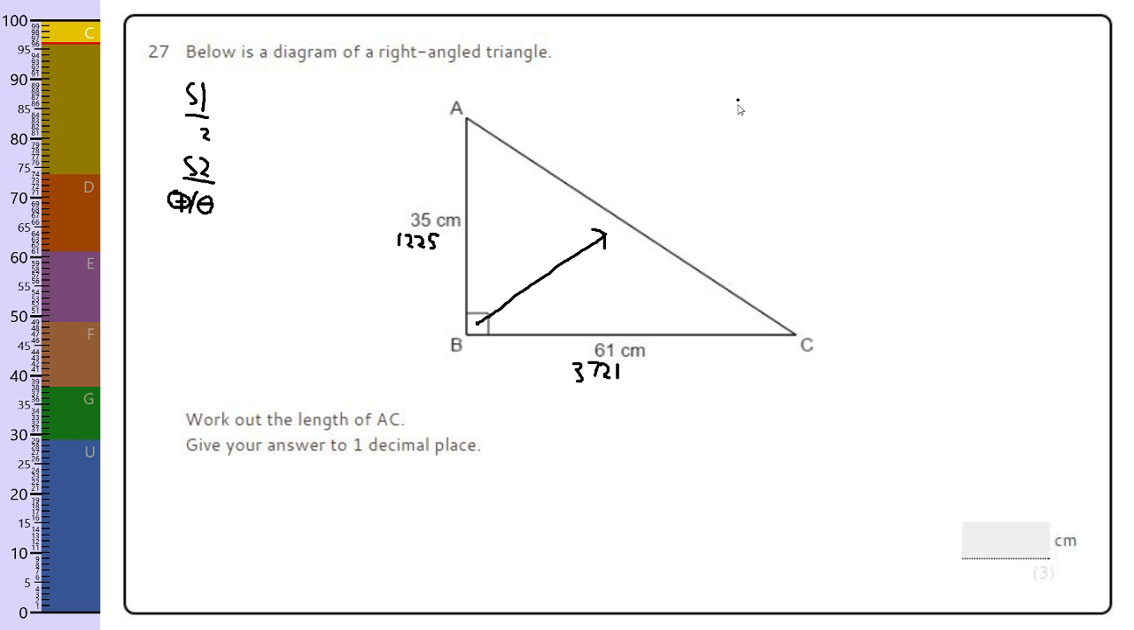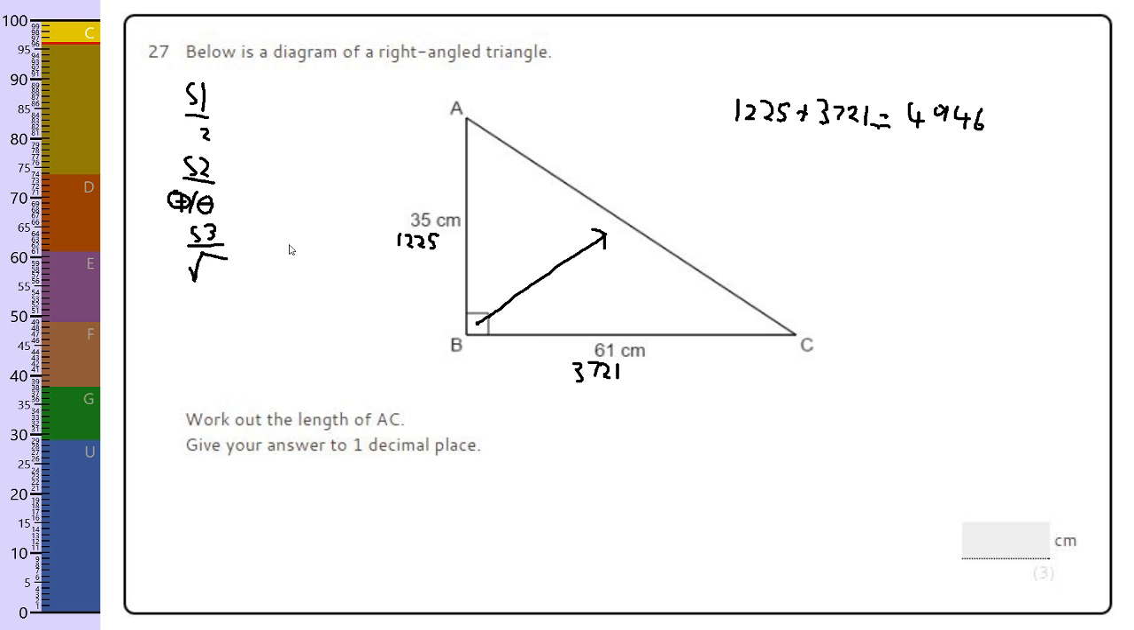So I'm going to do 1225 plus 3721. Okay, so 1225 plus 3721, and that gives me 4946. Okay, step 3. Now that looks a ridiculously large value. That's 35, that's 61, and that's 4,946. That's too big.